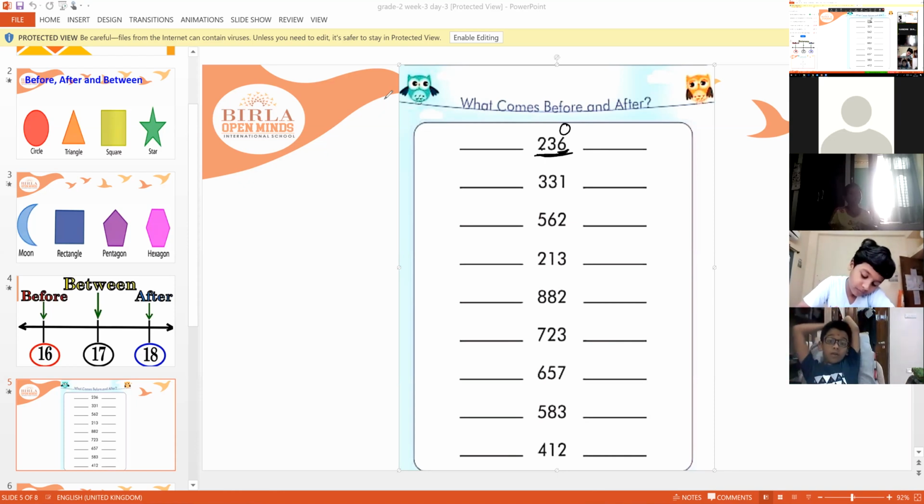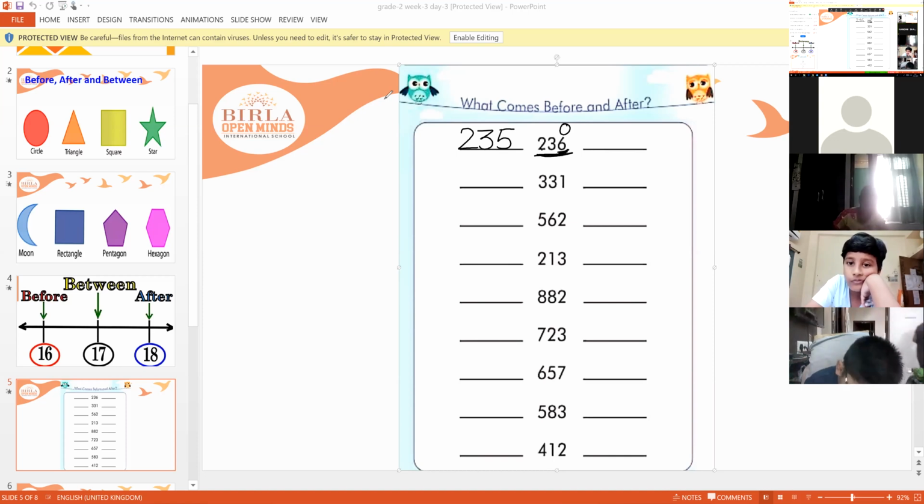Since this number is 236, and before 6 comes 5, so before 236, the number is 235. So children, 235 comes before 236. Okay, now you have to write the number which comes after 236.